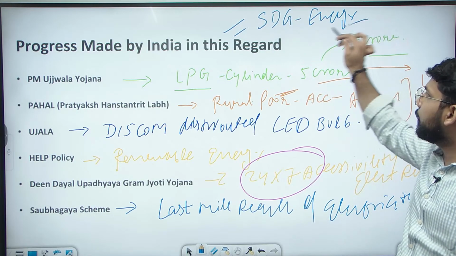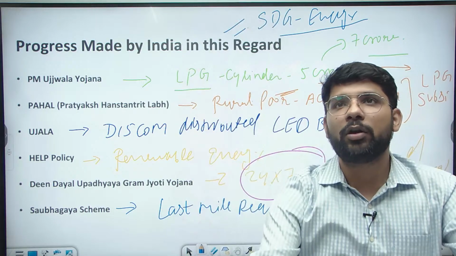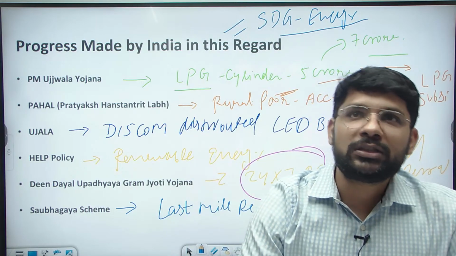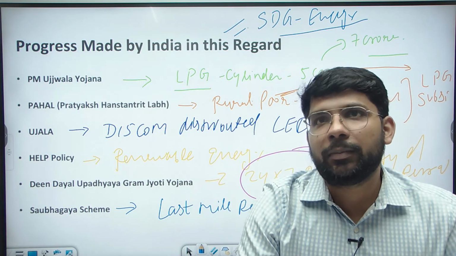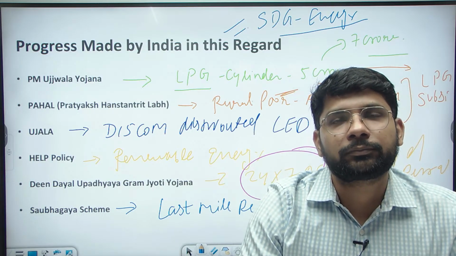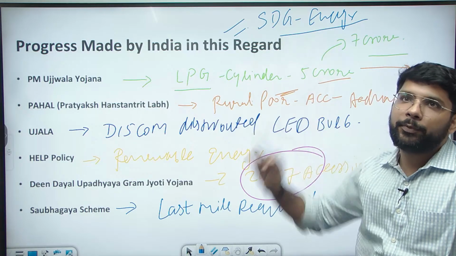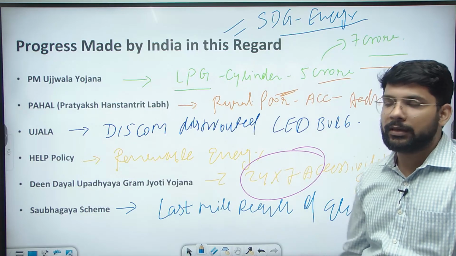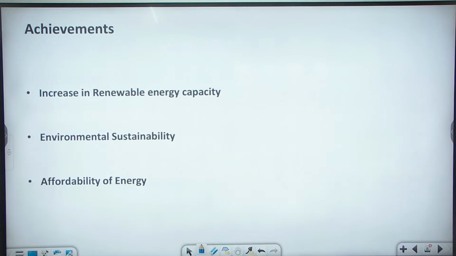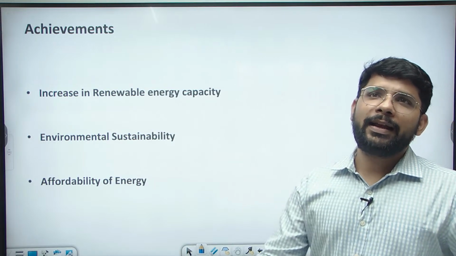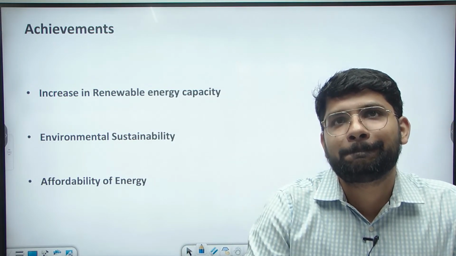So we can link how the sustainable development goal of energy is required to achieve the other sustainable development goals. Okay, so this was the second part of the answer. What is India's progress? India ने क्या progress किया? Now come to the next, achievements. What is the India achievement in this case?